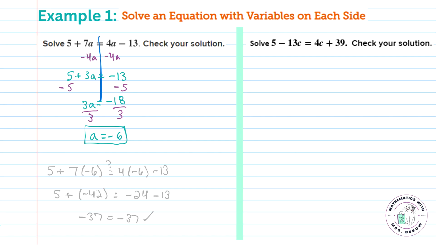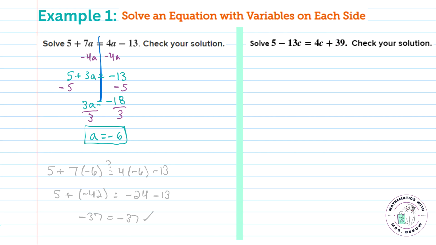All right, so let's take a look at another one. With this one, again, it says solve 5 minus 13c equals 4c plus 39. Check your solution. So just like the previous problem, we have a variable on each side here. And so just like I said before, you have choices. If you want to subtract the 5 to start, you can. If you want to add 13c to start, you can. You can subtract 4c and you can also subtract 39. You got 4 choices of what you can do with this.